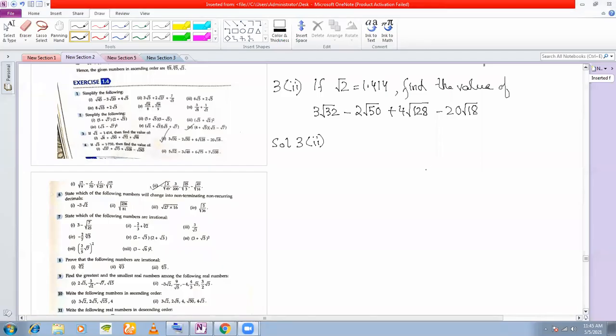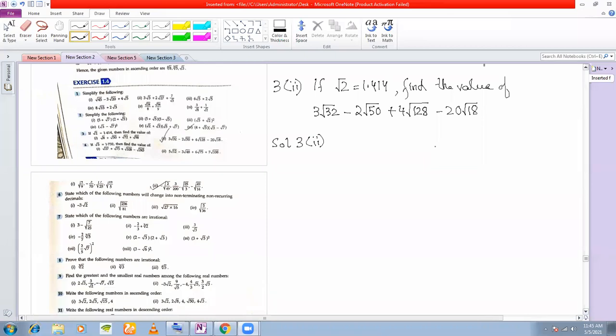So after the problem that we discussed, let us start with this problem now. 3 part 2. I've written the question for you. If square root of 2 is given to you as 1.414, although you are expected to remember the square root of 2, square root of 3, anyway, it is given to you. Square root of 2 is equal to 1.414. Find the value of 3 root 32, and this expression is given.